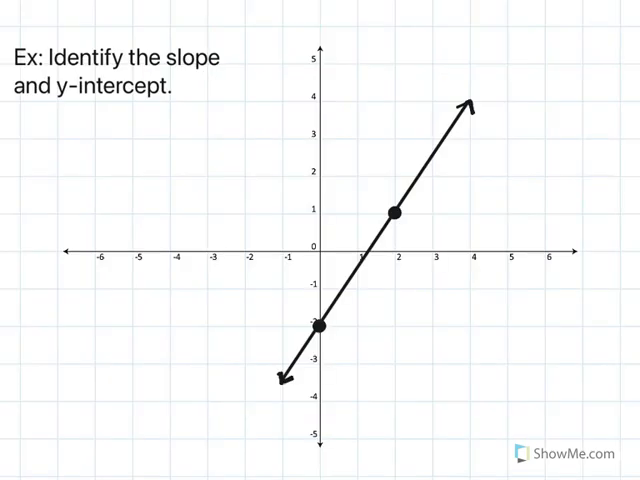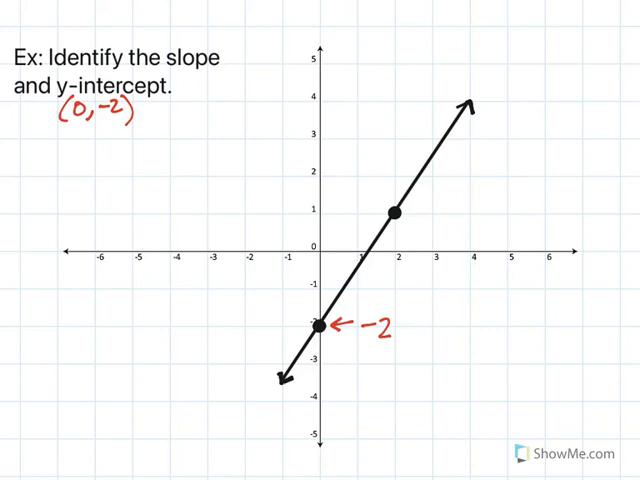Let's identify the slope and the y-intercept here. Well, the y-intercept shouldn't be too bad because we look at the y-axis and say, where does this line cross the y-axis? So we can see it crosses the y-axis right here at -2. So the ordered pair for the y-intercept is 0, -2.